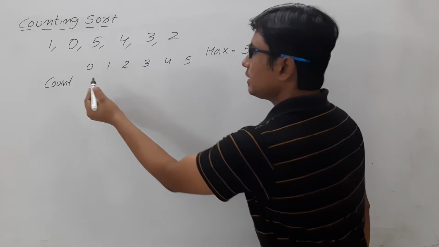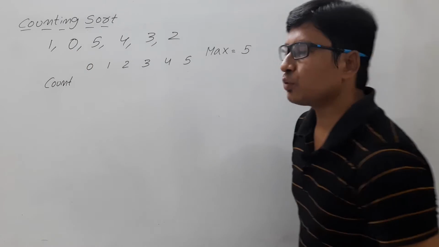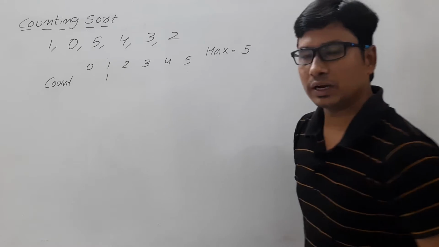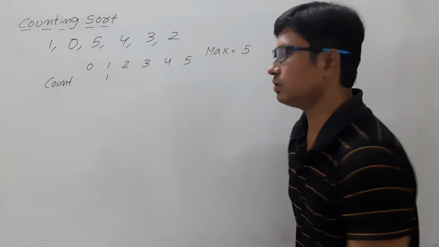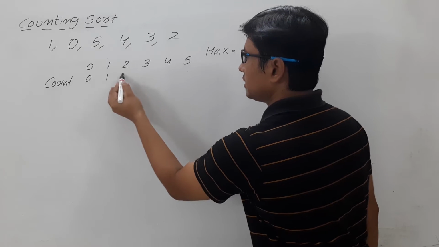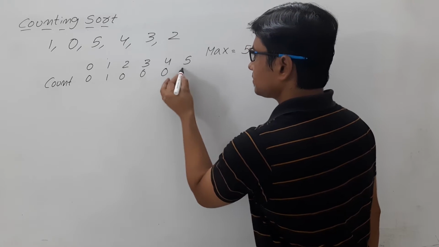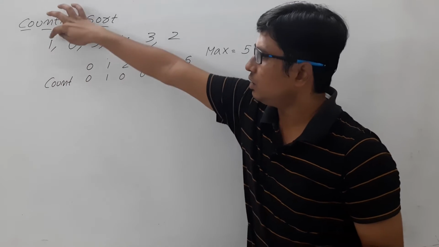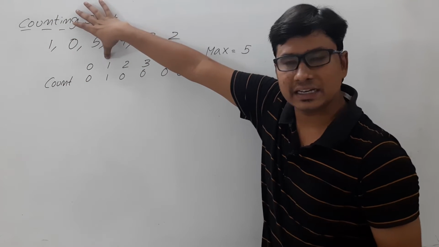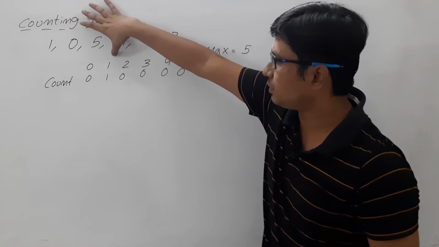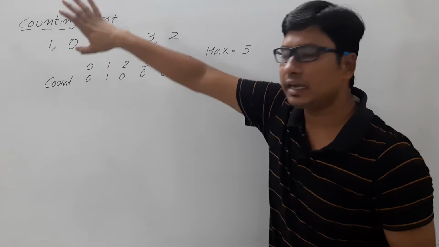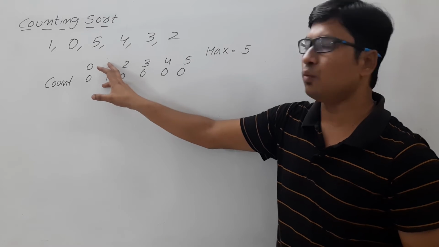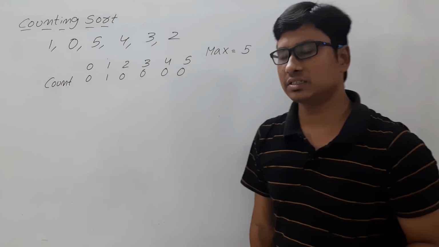Look at the input 1, go to index 1 and increment the value by 1. Initially all these values will be 0; for your understanding, let me write them as 0. Now I have taken the input 1, so I go to the corresponding index 1 and increment the value. The meaning is that 1 has occurred once till now.